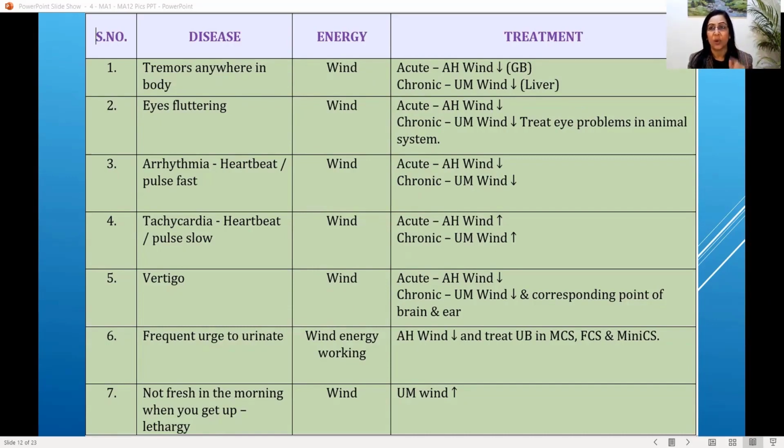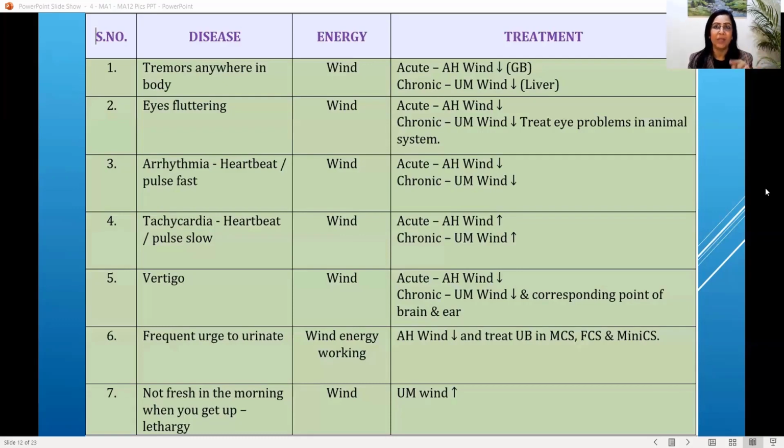And according to the axis law, you should always have a picture of the axis law in front of you, maybe stick it to a wall in front of you so that you remember it whenever you are studying this. According to the axis law, the wind organ is gallbladder, right? And for chronic problems, the wind organ is liver. So if you have a chronic tremor, then you will sedate the liver meridian. And if you have an acute problem, then you will sedate the gallbladder meridian.